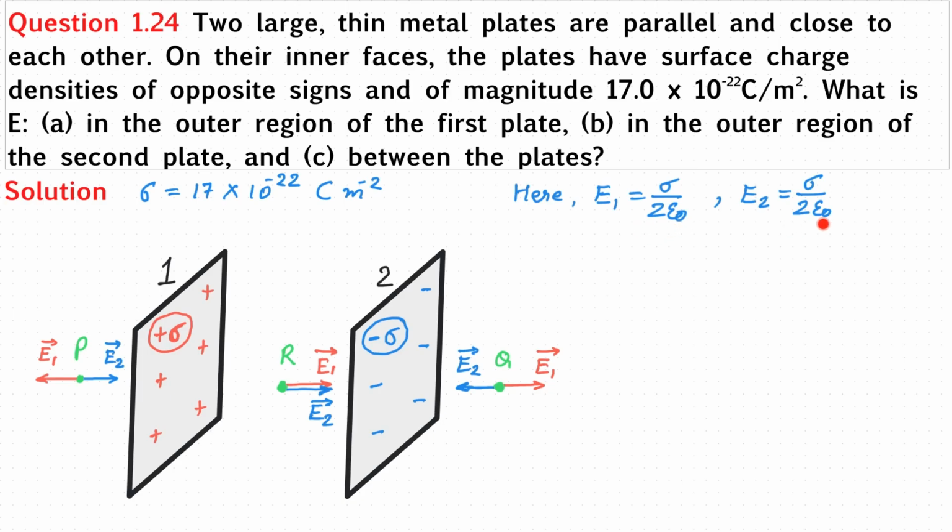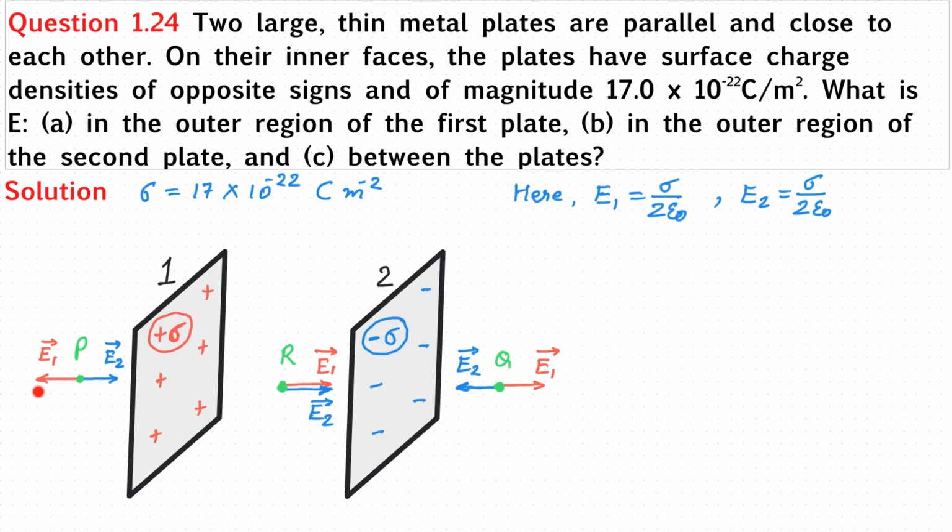You can see it is not depending on the distance. There is no r at all. So it's very clear that either you take this point P or R or Q or whatever at any distance, the electric field magnitude wise is going to be just sigma upon 2 epsilon 0. But yes, the direction will be different.